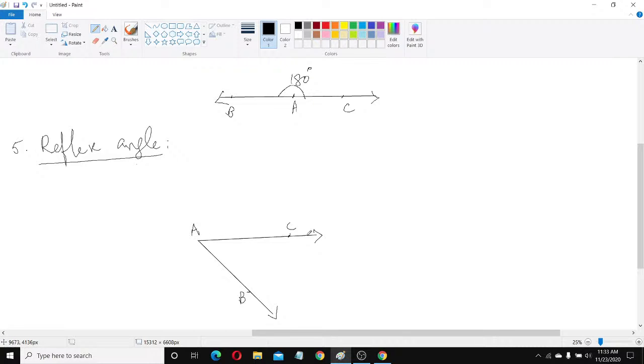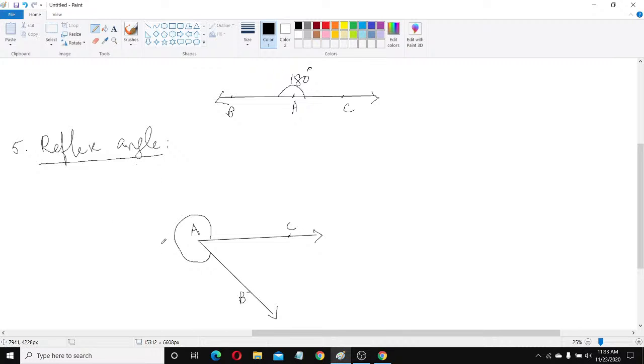Now AC ray is fixed. AB ray we are rotating from the straight angle. In the straight angle, AB ray is opposite of AC ray. Now when we rotate further, AB ray is here and an angle is formed. Now it has increased from 180 degrees, so more than 180 and less than 360 degrees, children.